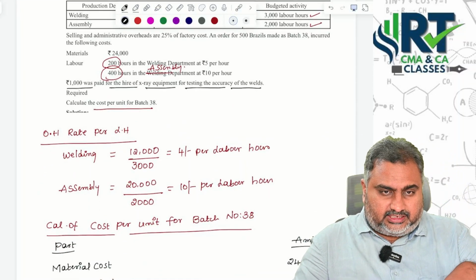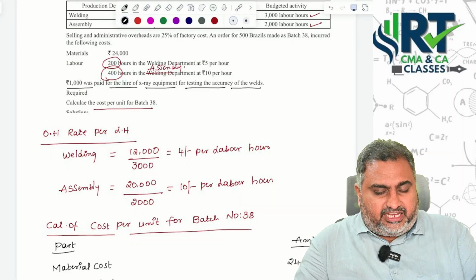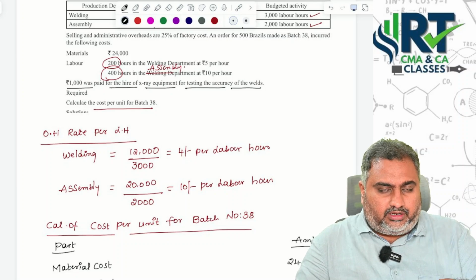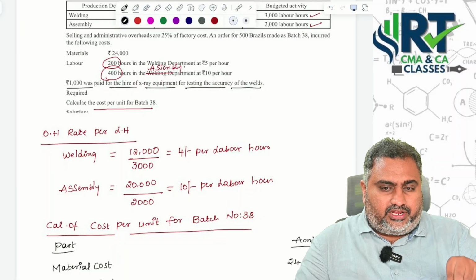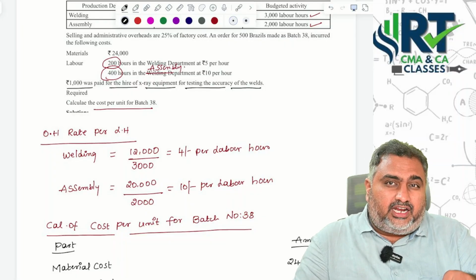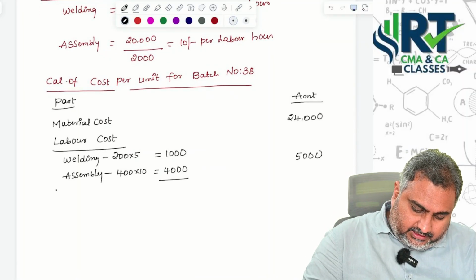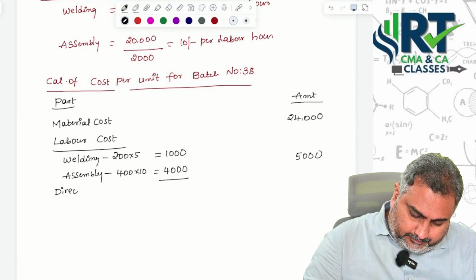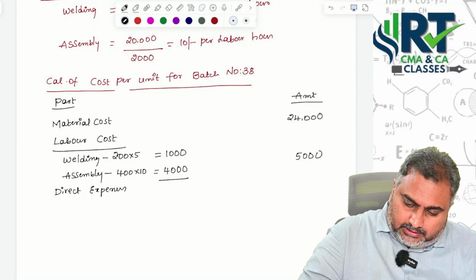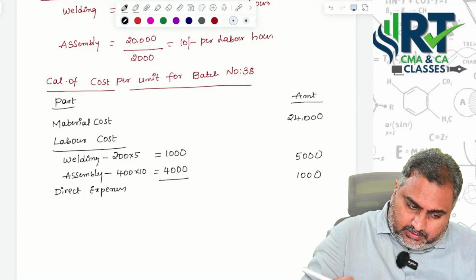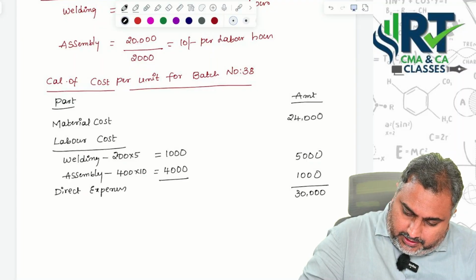This is hire charges of specific equipment. If the same hire charges were paid normally, they would be covered under factory overheads. Whenever you incur a cost related to a specific asset, it should be covered under direct expenses. That's the reason direct expenses are 1000 rupees. Totally we get a prime cost of 30,000.